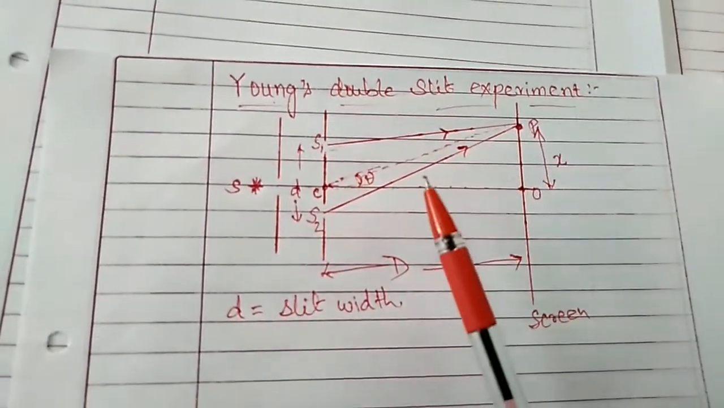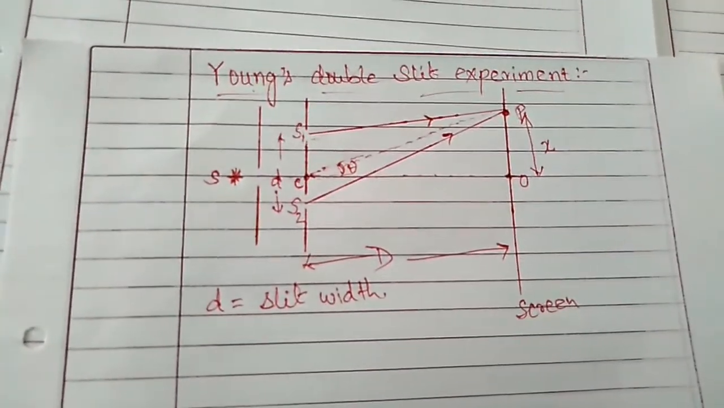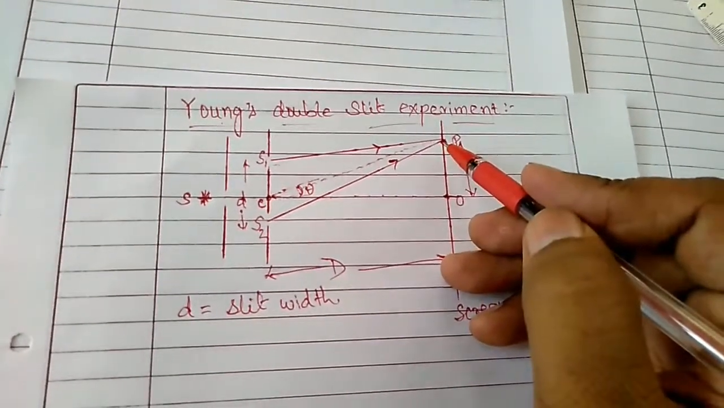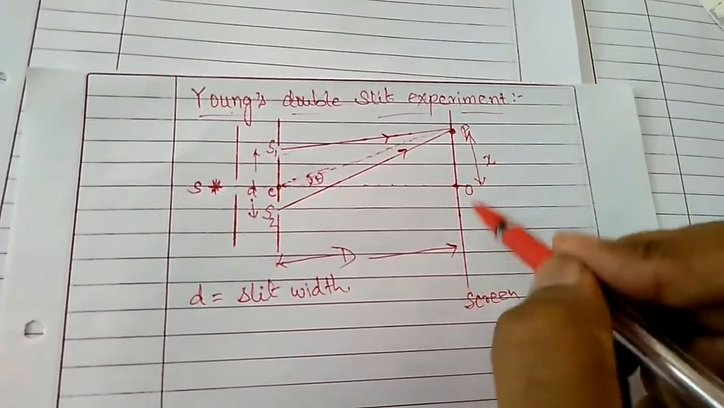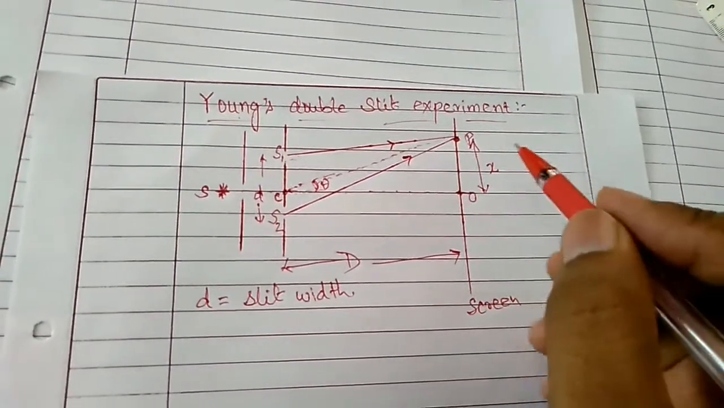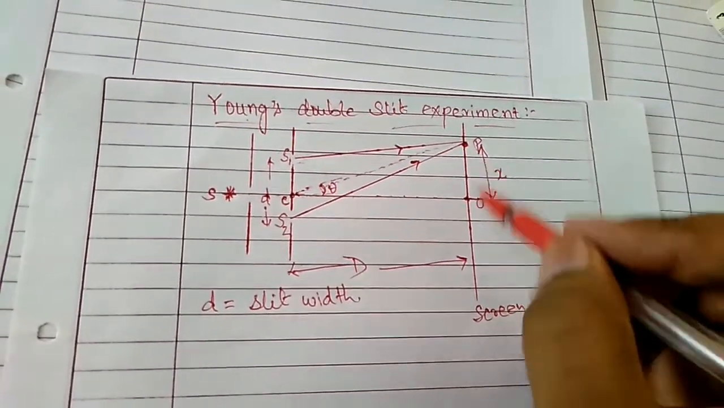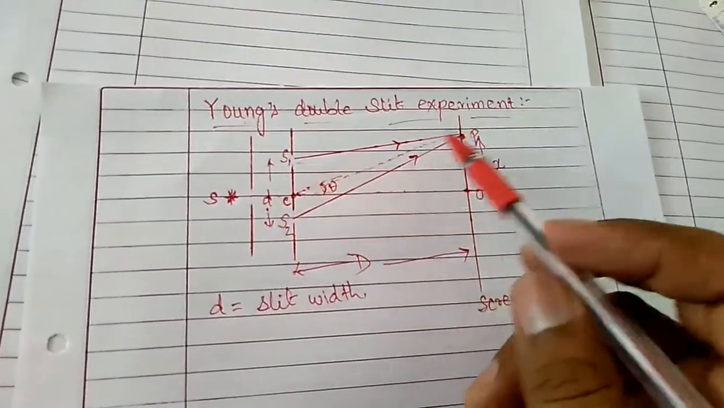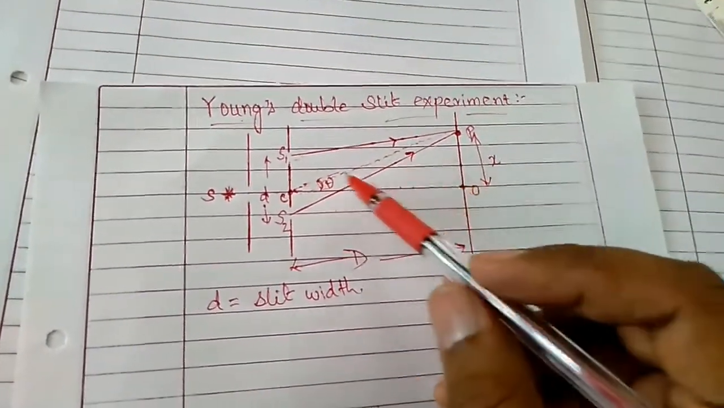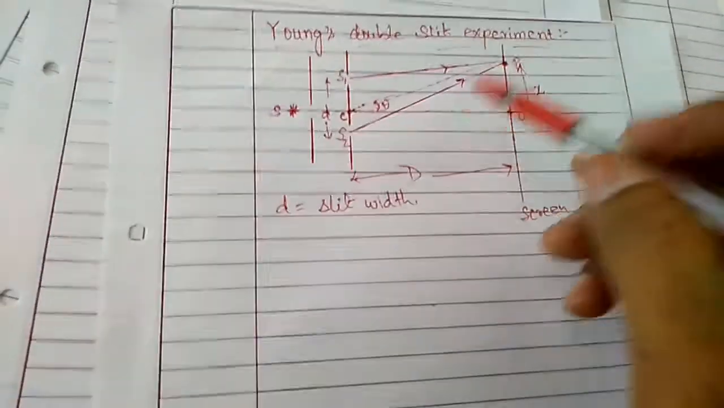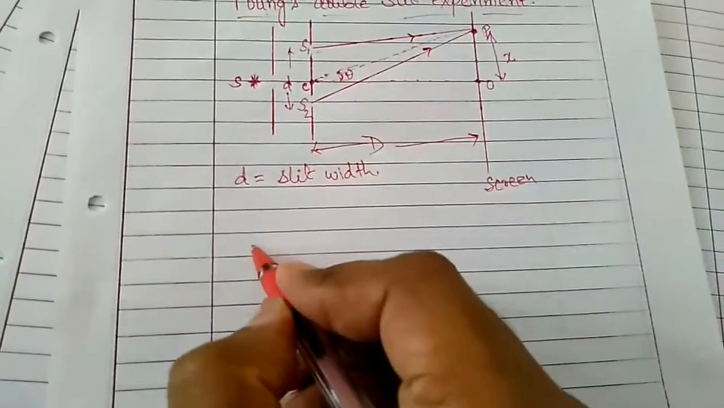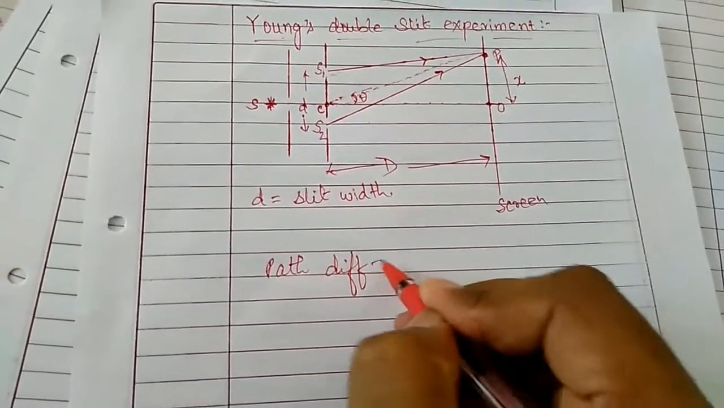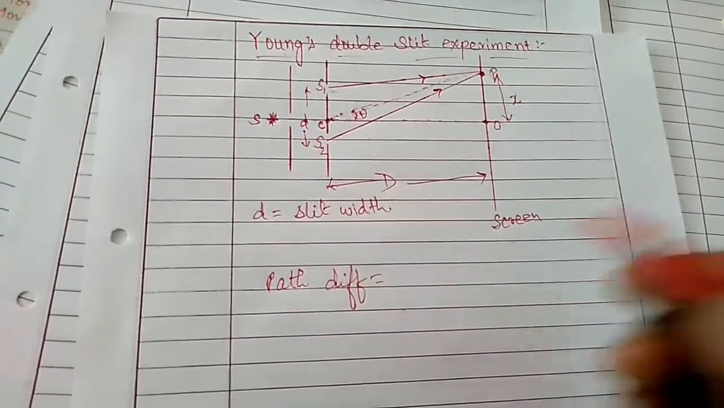We are going to calculate with the path difference also. That means we are going to calculate the position of maxima and minima, the position of bright or dark fringe on this screen. To calculate the bright and dark, we need the phase difference. I don't think it is easy to calculate the phase difference, but we can calculate the path difference. So see here, what is the path difference here? We have seen in the last day.